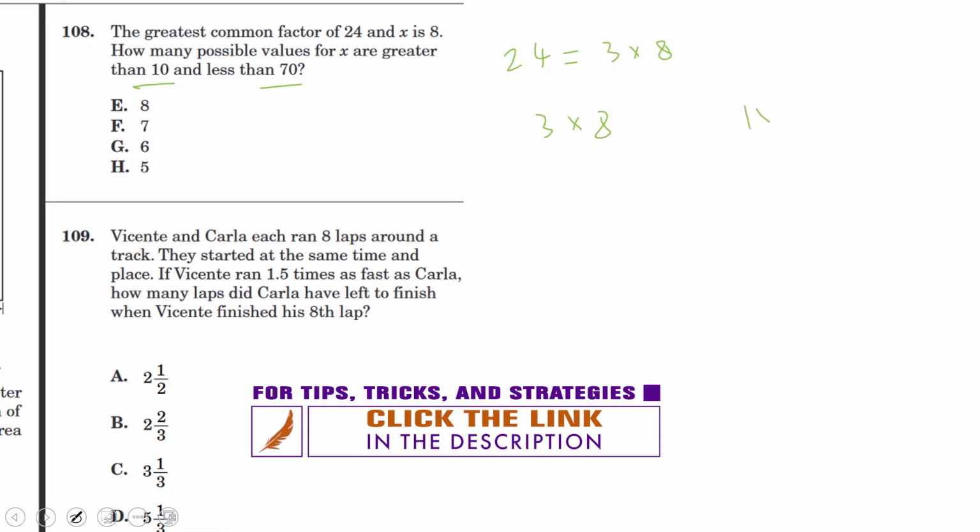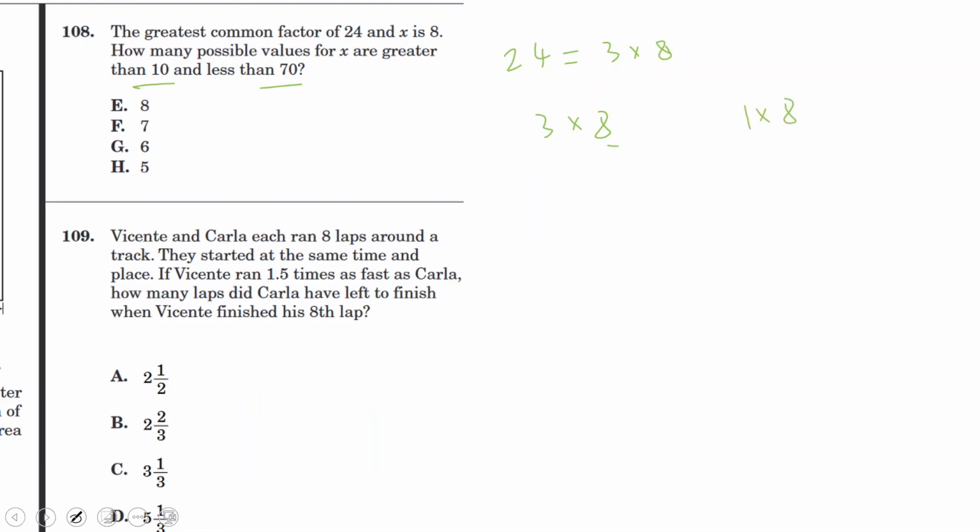So 1 times 8, for example, is good because they both have the greatest common factor of 8, but 1 times 8 is less than 10. So let's continue. 2 times 8 will work. It's 16. 3 times 8 won't work because it's 24 and 24. 4 times 8 will work. That is 32. 5 times 8 will work. That is 40. 6 times 8 won't work because 6 and 3 have the same exact factor. So cross it out. Then we got 7 times 8, which is 56.